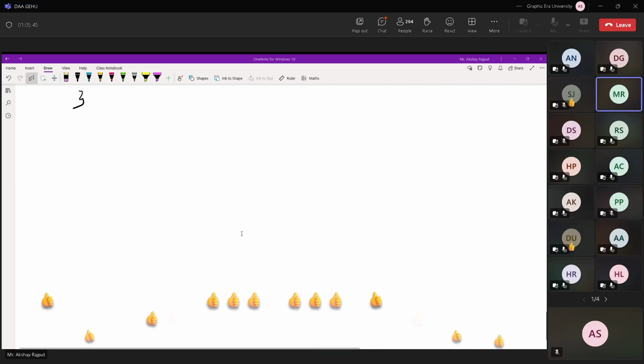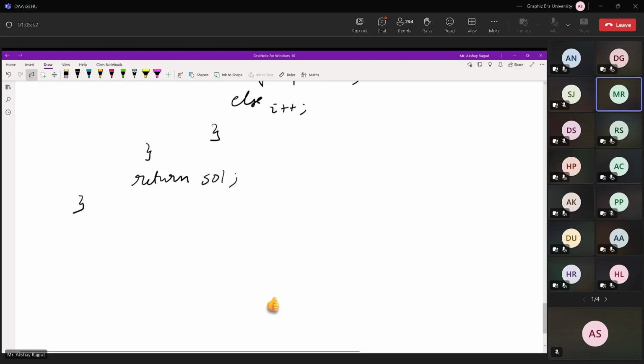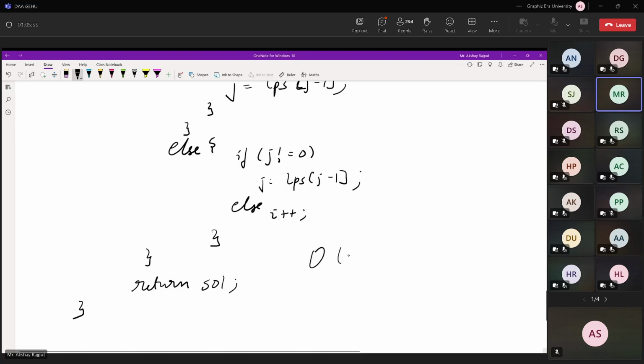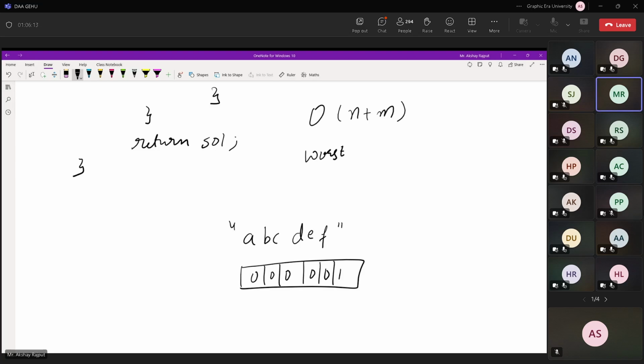Okay, good. Now here also it will give you average and best time complexity as order m plus n. But in the worst case, suppose you have to match A, B, C, D, E, F. If you create an LPS array of this, it will be 0, 0, 0, 0, 0, 0. Now if you match this, you always have to start from 0.